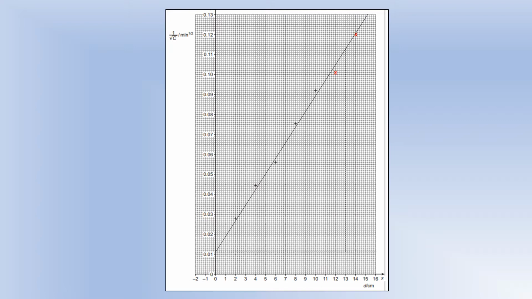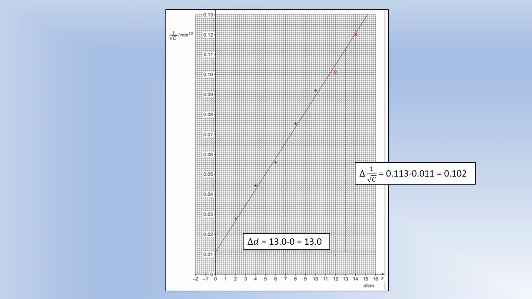And we want to get the gradient. So we want to do that over as much of the graph as possible. So that's what you can see. And then we want the change in y over change in x, and the gradient would give us 0.00785. So that's the gradient of this graph.